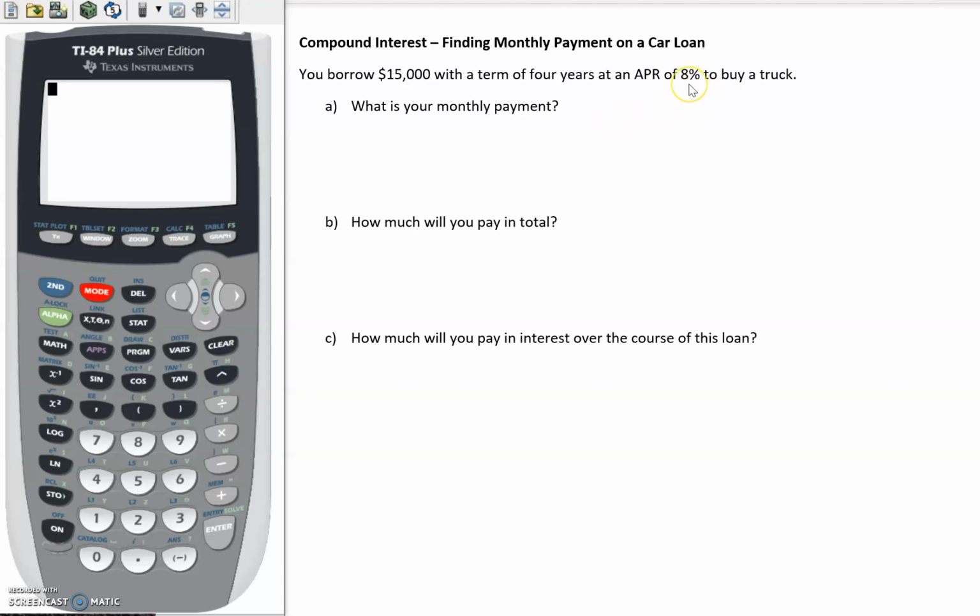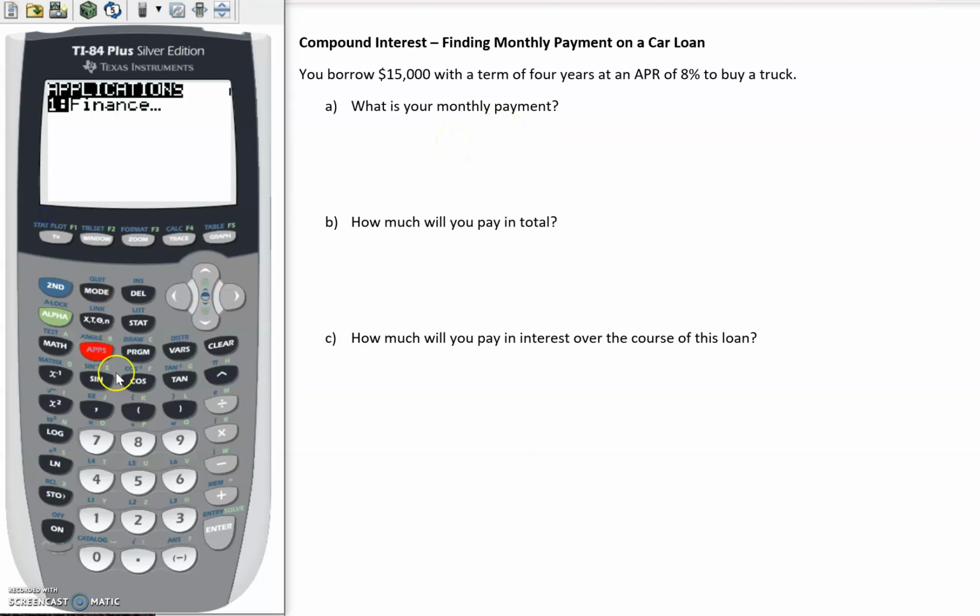The 8% is our APR. We're going to assume this is compounded monthly. If we're not told, generally that is the case, that it is monthly compounds. And in this case, we're going to buy a truck. So let's use our TVM solver to find the first part, what our monthly payment on this loan is.